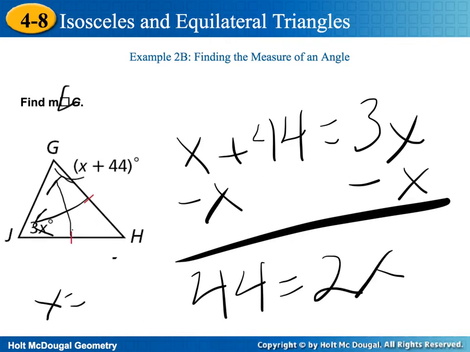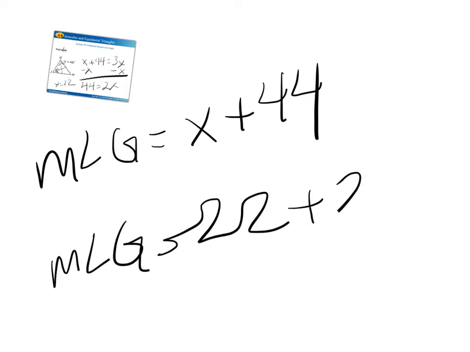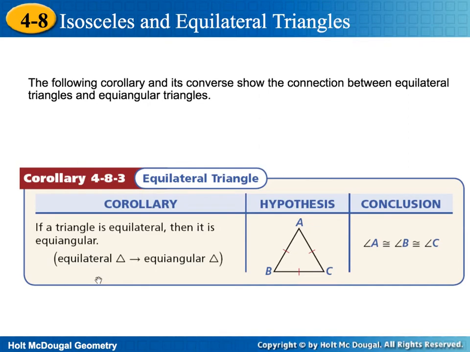X equals 22. All right, but is this what they're asking for? Heck no. They want angle G. So we had to plug 22 back in for X. Angle G equaled X plus 44, and X equaled 22, so the measure of angle G equals 22 plus 44, that's a 4, so the measure of angle G equals 66. Ta-da.